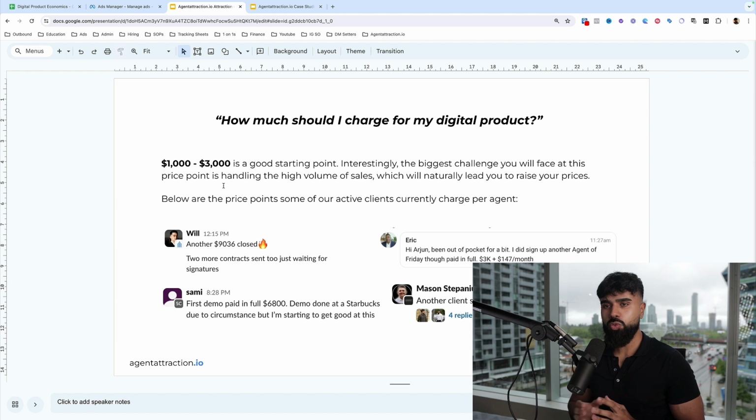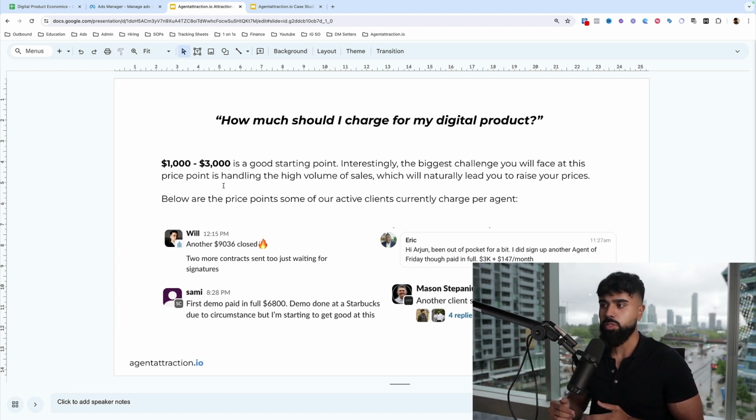By the way, charging $1 to $3K is a good starting point, especially if you're just trying to get your foot inside the door. But the problem at this price point is you're just going to have too many sales coming, too many customers, too many clients to deal with. So you would naturally be forced to up your prices.